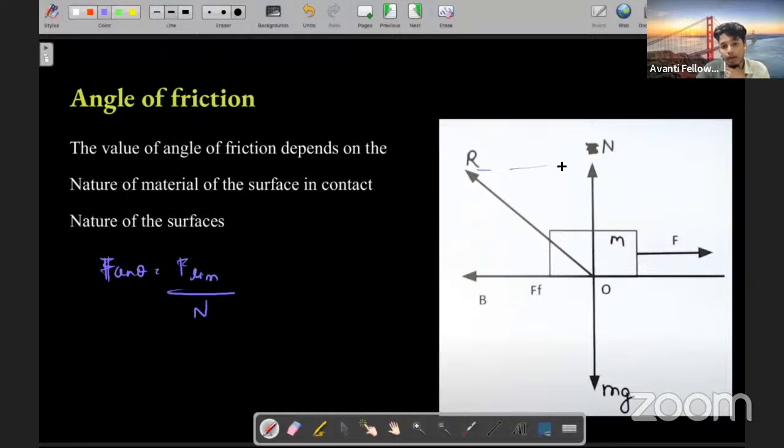Yes or no? See, over here, I took the F limiting. As I said, this is the limiting force, and this is the angle theta. So tan theta is opposite side by the adjacent side. This is normal. Yes or no, students? Let me know in the chat. Yes or no?